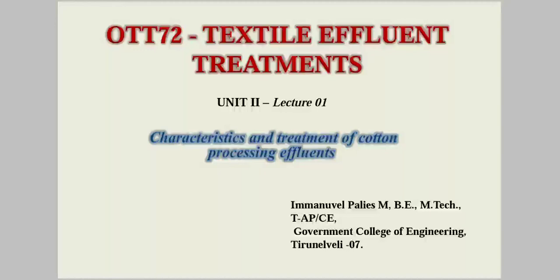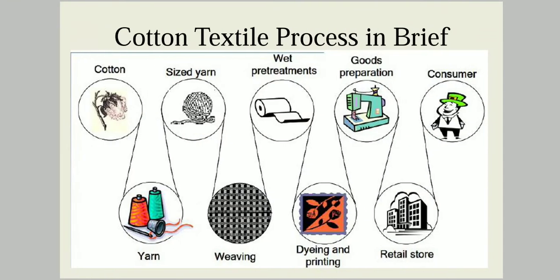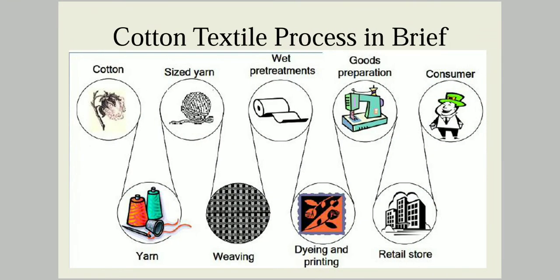In our previous lecture series, we saw Unit 1, where we covered the various discharge standards for disposing of these effluents, and the various processes included in the manufacturing of textiles. So let's go to our topic. As we have already seen in the previous series, where we saw various wet processing techniques, here you'll see about cotton in this video.